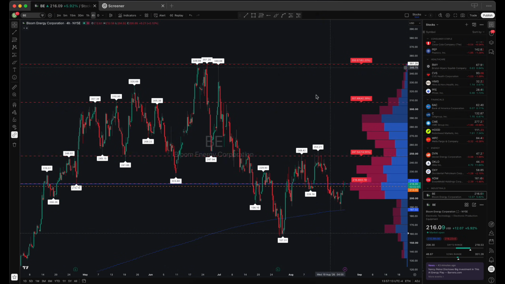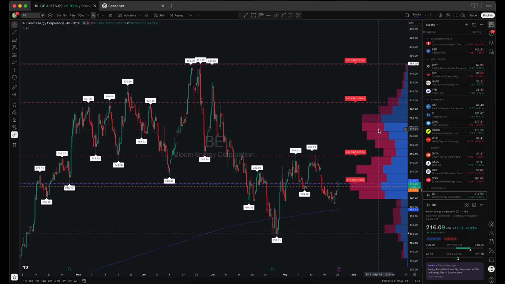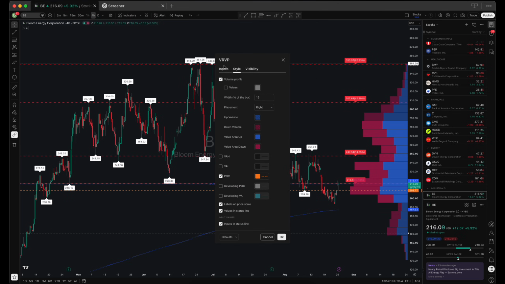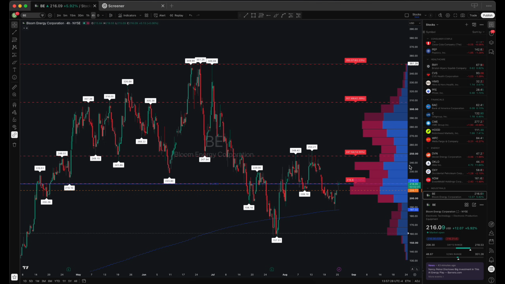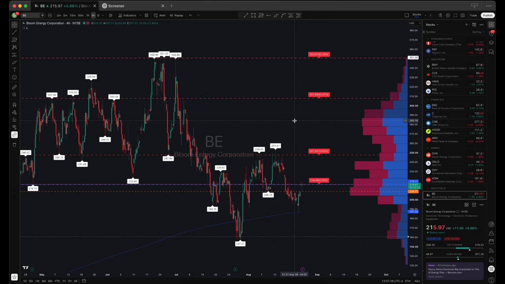All right, so heading back over to Bloom Energy for the last and final indicator that I use, it's going to be VRVP, or just the volume profile, volume range profile, whatever you want to call it, but it also has the point of control stacked in there. Now, this is a great indicator that I've started to use. Personally, I didn't really start using this until recently, but what I've started using this for is to validate some of the levels that I already have marked out and that I'm looking at.